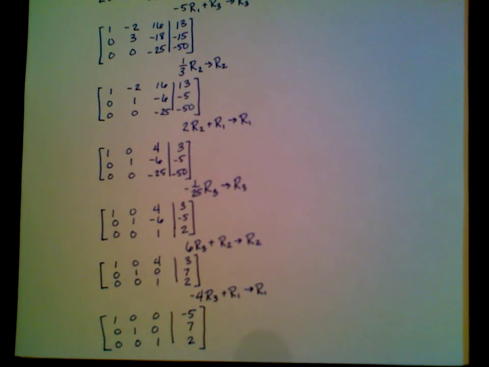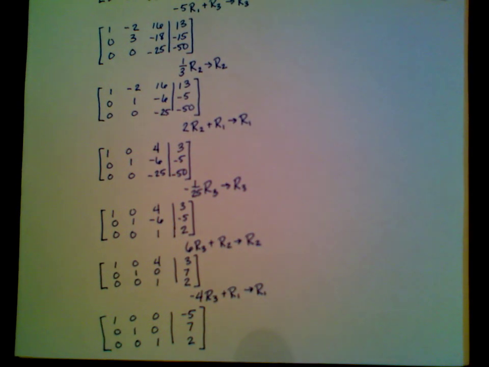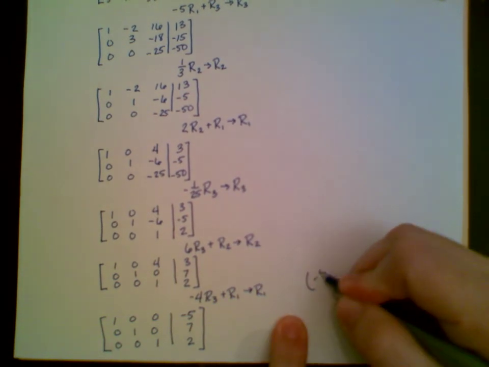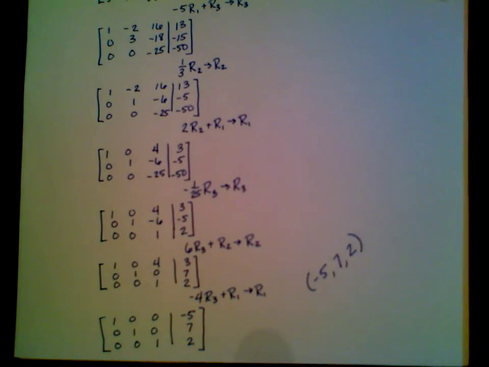And there we have it. Now this is in our form that tells us the answer. So this system does have a single solution, and it is the point -5, 7, 2.